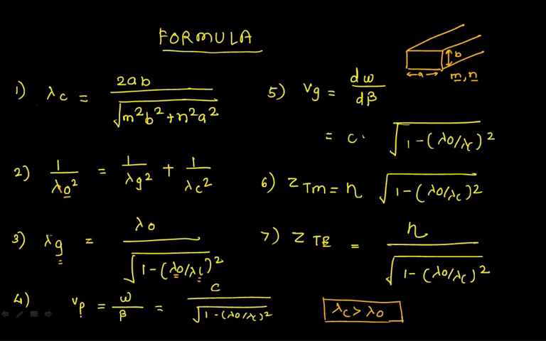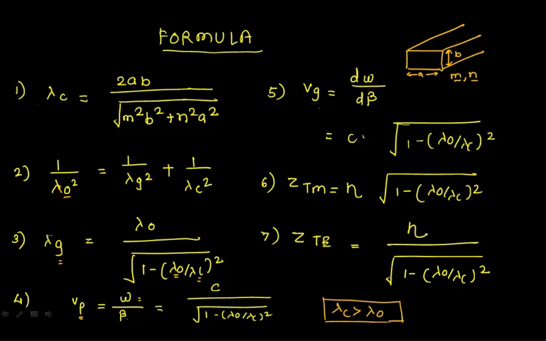Then we have seen the phase velocity, which is nothing but the angular velocity divided by the phase constant. Otherwise it will be c divided by square root of 1 minus lambda 0 by lambda c square. And for the group velocity, it is the rate of change, and you can write it as c into square root of 1 minus lambda 0 by lambda c square.